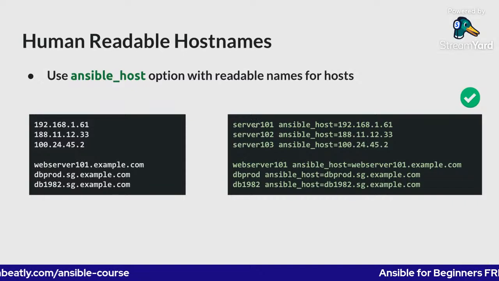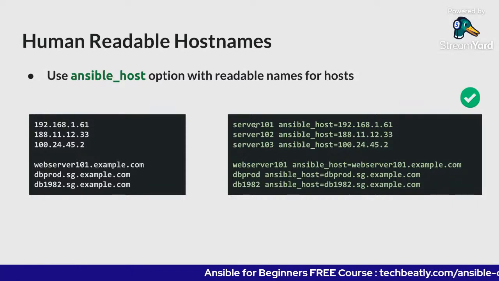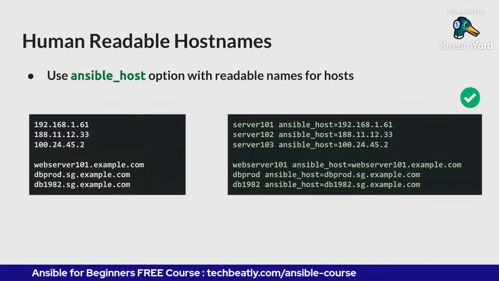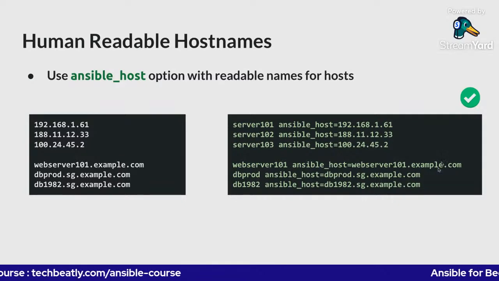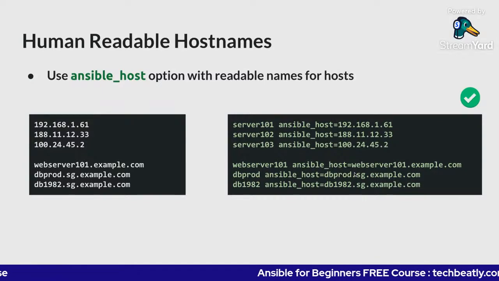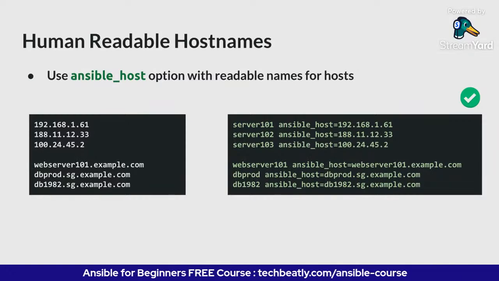So this host name will be there on your end. When you execute the playbook, it will show there. So you will know, okay, this is executing on my database server 1 or my DB production 2. You will know that while executing, instead of it showing the long name or the IP address. So try to use ansible_host and make your inventory human readable.